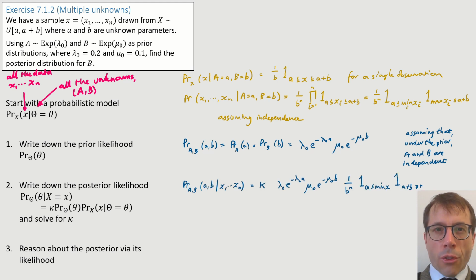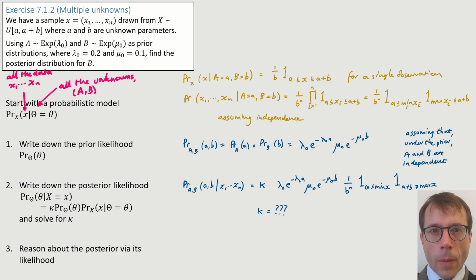Next, find the posterior likelihood using Bayes' rule. We'll just copy out the terms here, kappa times the prior likelihood of AB times the data likelihood of the dataset x1 up to xn. And the constant kappa is whatever is needed to make the function integrate to 1 when we integrate over all A and B. But I don't recognize this as any sort of standard likelihood function, so I can't write out a nice easy solution for kappa. Mathematica might be able to help us here, but probably not.